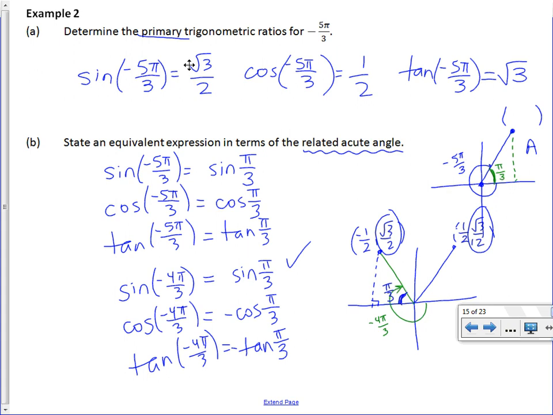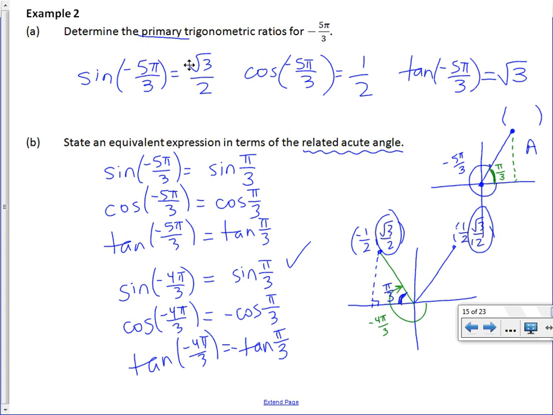So that's what it means to state something in terms of the related acute angle. It's basically, here's the shortcut. Whatever's next to pi in the numerator, just remove it. Do you guys get it? If you do that, you're left with an angle, a special angle in quadrant 1. You remove the 4, you have pi over 3.